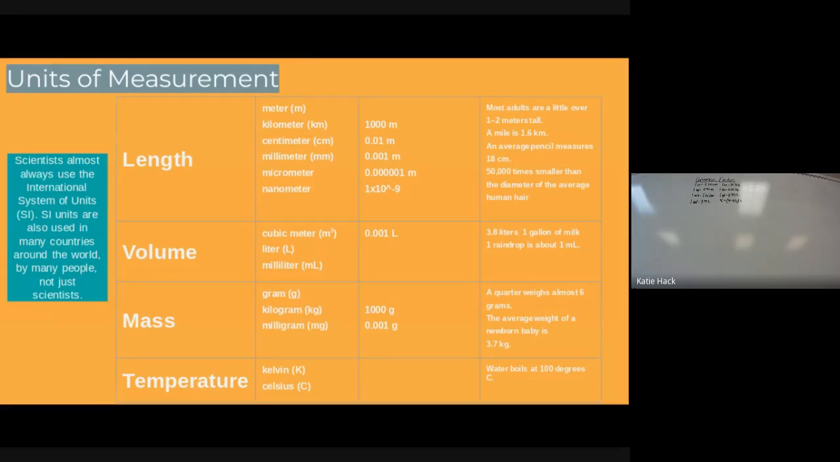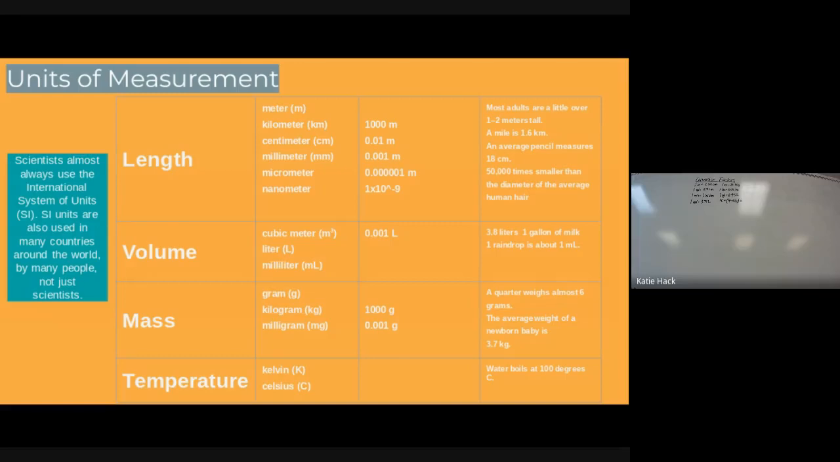All right, let's get back to units of measurement. So what is a unit? If I were to tell you I walked 5, does that really tell you anything? No. Well, what did I walk? I walked 5 steps. I walked 5 miles. I walked 5 feet. So the unit is important to tell you what the number means.